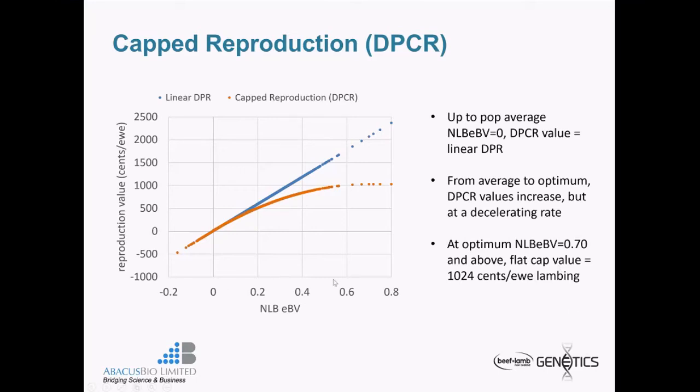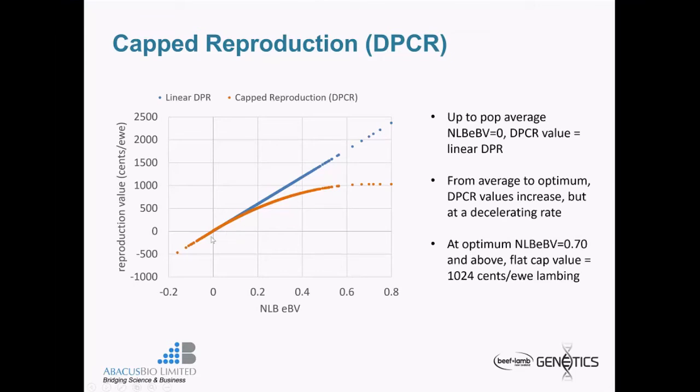Along the x-axis of the scale, we have rams that are increasing in their prolificacy, i.e. they have higher number of lambs born breeding values. So if we were to rank the reproduction subindex for these rams on the old linear scale, for every unit higher number of lambs born, they would get a higher index value as shown by this blue line.